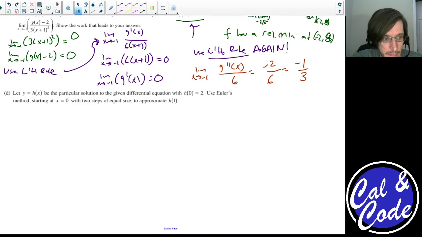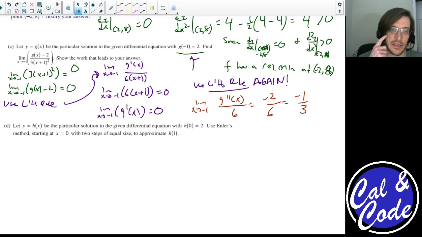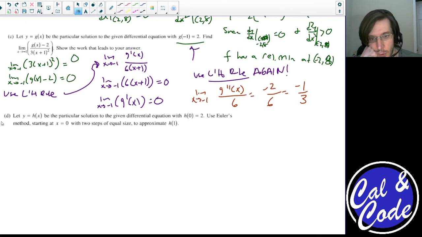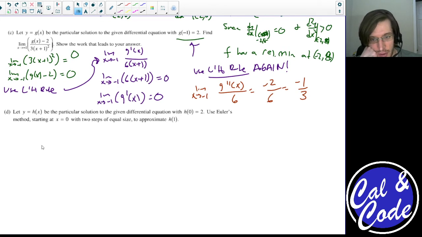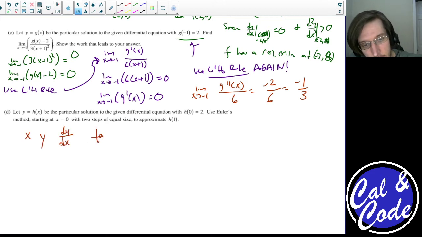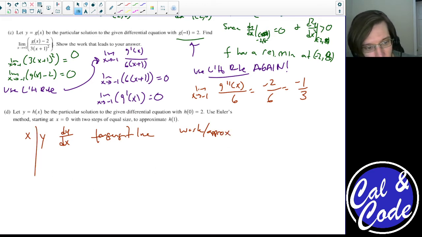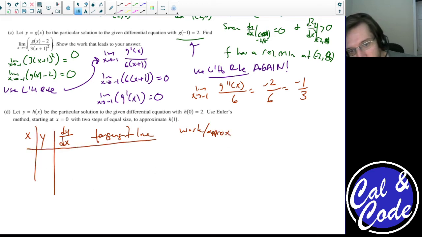Last problem in here says I've got this h that is the particular solution where h of 0 is equal to 2. And they want me to use Euler's method starting at 0 using 2 steps to approximate h of 1. So what I'm starting with is some x and some y. I've got an equation for dy dx. I'm going to use that to write a tangent line. And then I'm going to do a little bit of work to approximate the next line, and we're going to keep on going about our business.